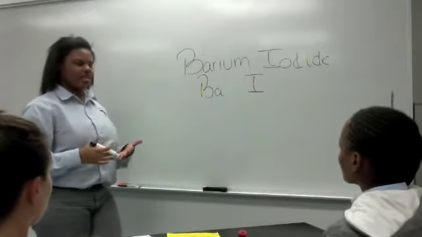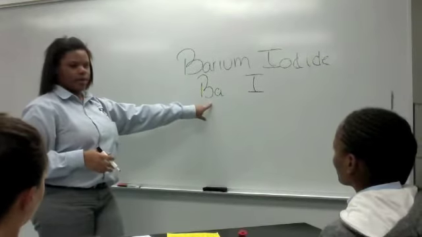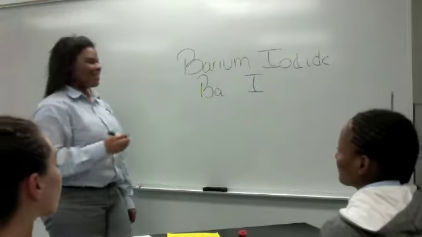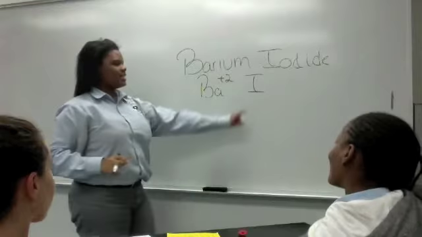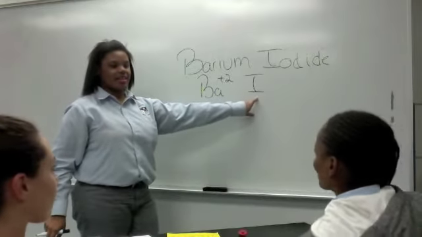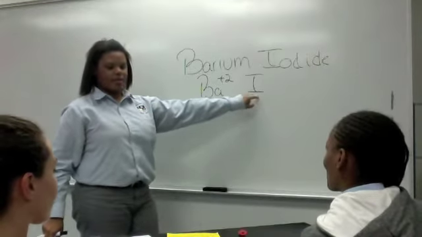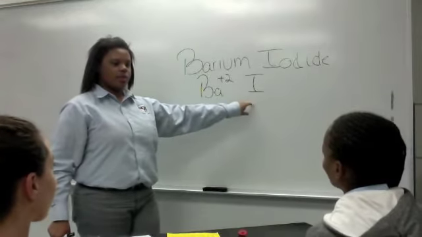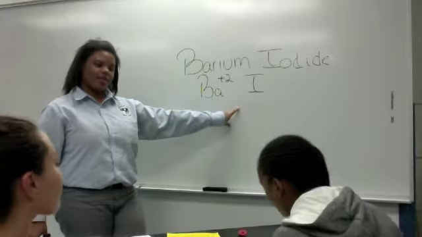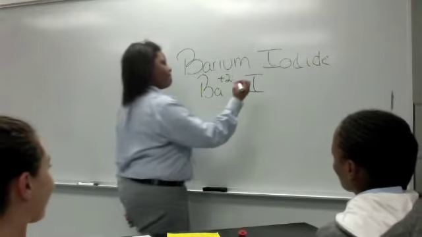What's the oxidation number for barium? +2. What's the oxidation number for iodine? It has more than one. Okay, is it a metal or a non-metal? It's a non-metal. So we would be using the first oxidation number. So that means it's a -1.